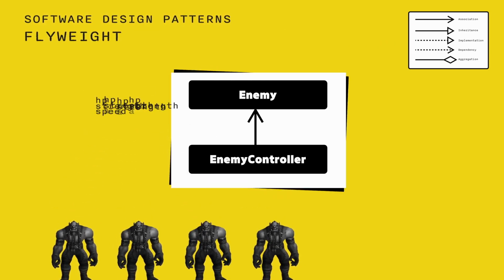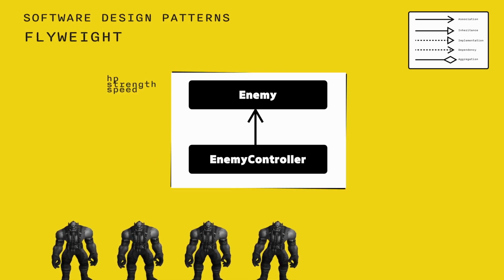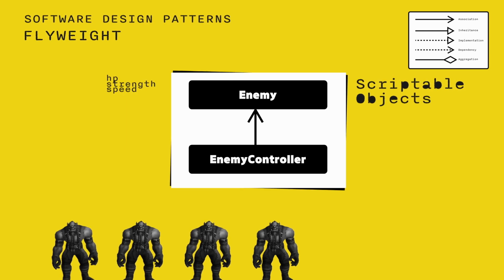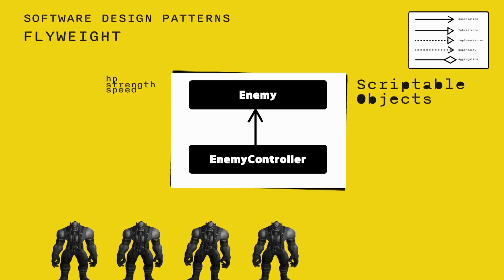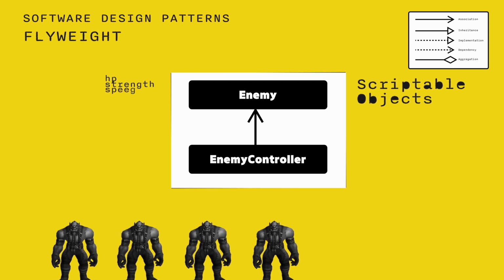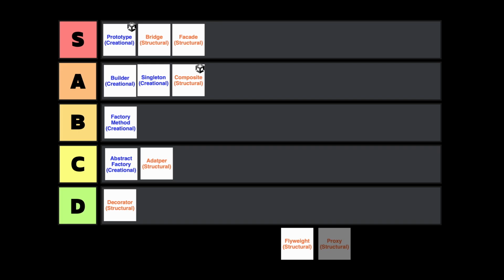Instead, the Flyweight pattern says to move the common parts somewhere else and have all objects share that. In Unity, you can do that with scriptable objects. So you define your enemy types as scriptable objects and each enemy references one scriptable object. That's it, data is shared. Scriptable objects are awesome. This is definitely S tier, share and reuse as much data as possible. I love this. And now our final contestant for the structural patterns, the proxy pattern.